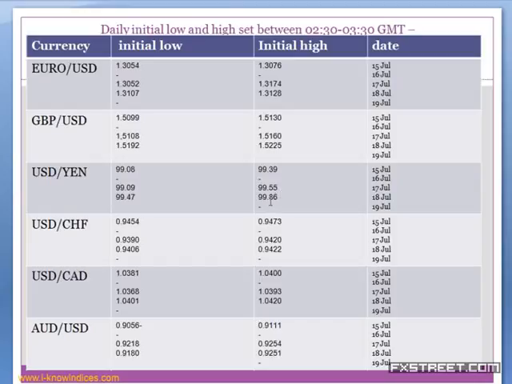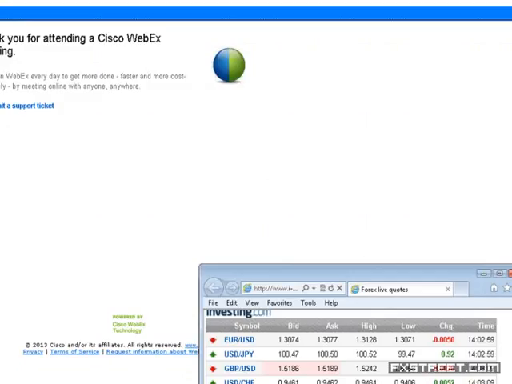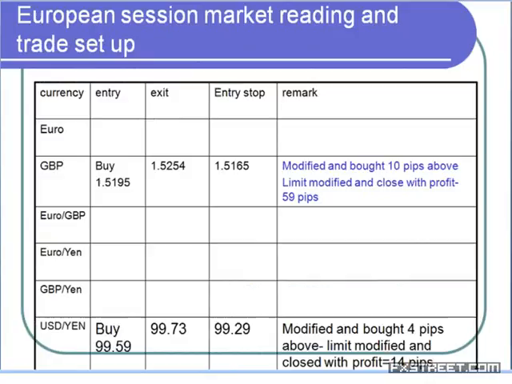Today also they formed 99.86 as the initial low, and subsequently they have not gone above 83. That was the high shown. So I closed the position at 99.73 with 14 pips profit. So both are technical trades.